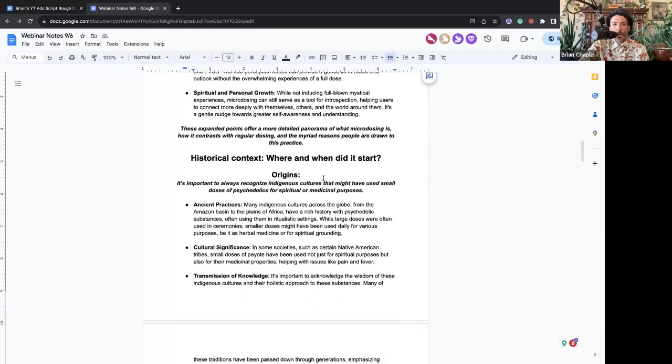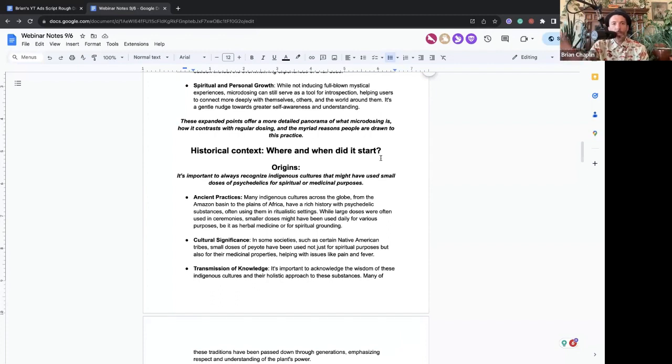Okay, spiritual and personal growth, while not inducing full-blown mystical experiences of like the full psychedelic journey. Everyone wants to get to the top of the mountain without climbing the mountain and see the view. Okay, but guess what? When you're up there in that full mystical experience, you're still going to have to come down into the canyon and get up on the other side to climb another mountain.